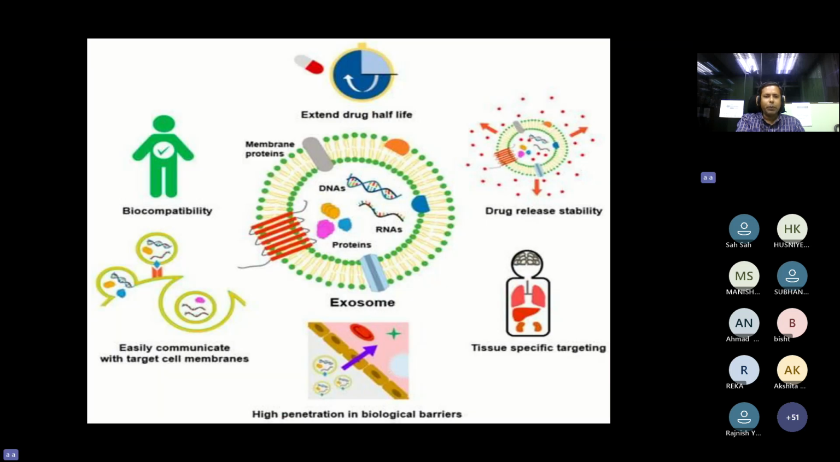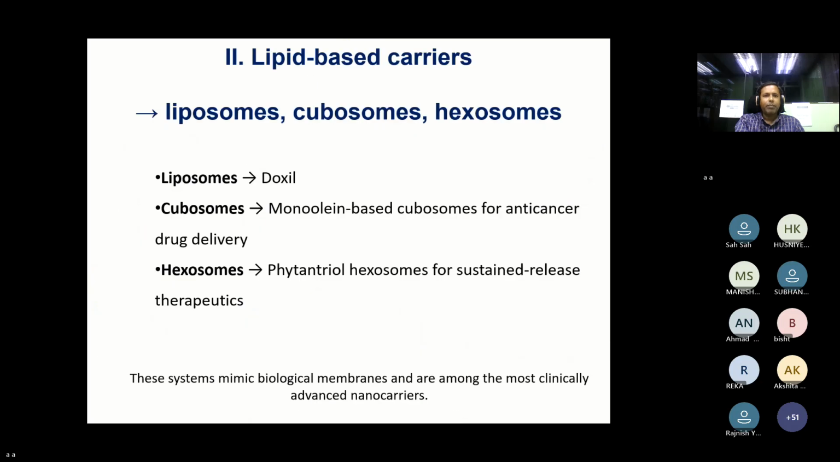So it has a unique property that is easily adaptable by our body, has no toxicity, and can extend a drug's half-life, so it will give a longer therapeutic effect. Lipid-based carriers like liposomes, cubosomes, and hexosomes are currently used.